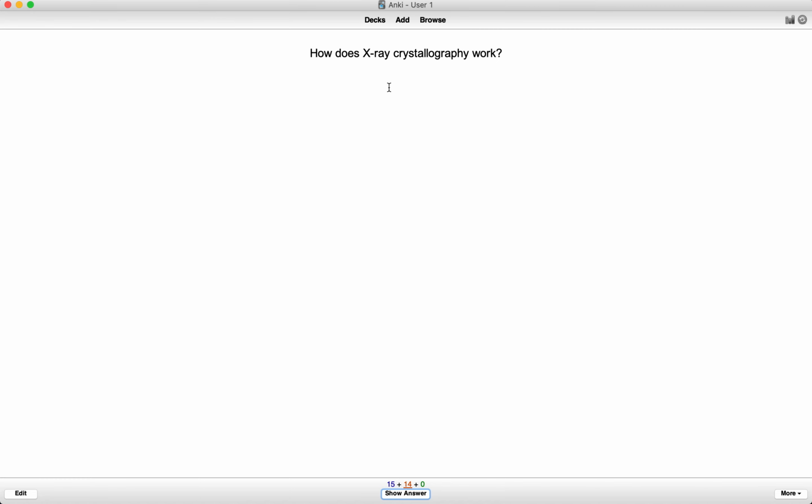You crystallize a protein, then shine X-rays through it, and then you have a film behind that catches the electron density and use it to generate a model.